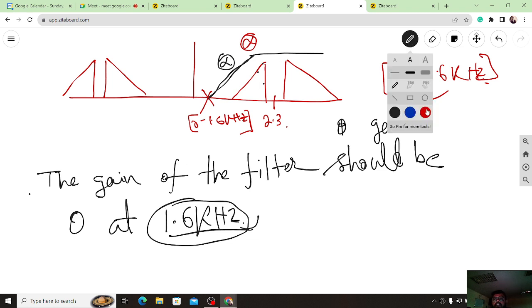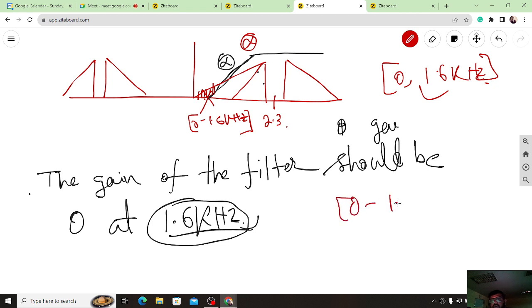Like if this signal stretches out like this, and the gain of this filter is not 0, then this part will create interference with the signal that is within 0 to 1.6 kilohertz. So basically we are trying to avoid this kind of situation, so we are using one filter here, and that filter will just cut off that part. Okay, so what will be the value of alpha? That is the question.